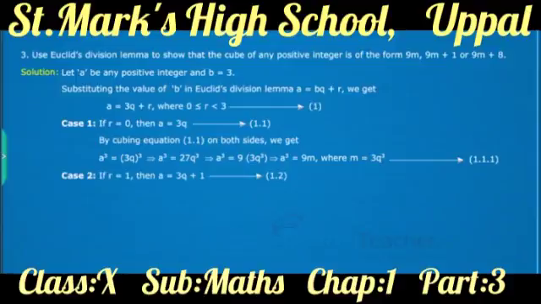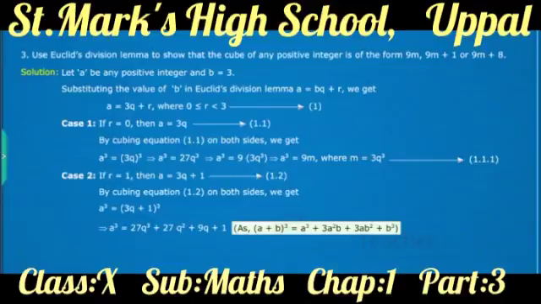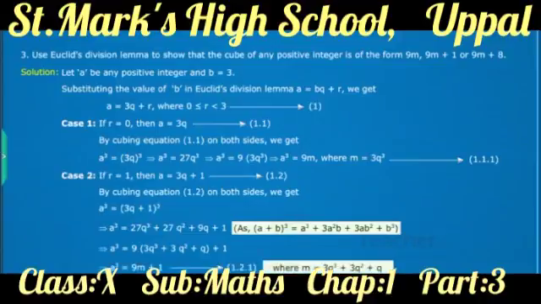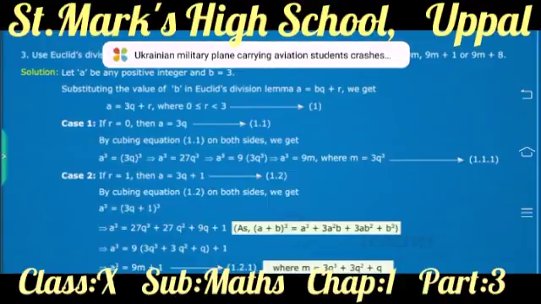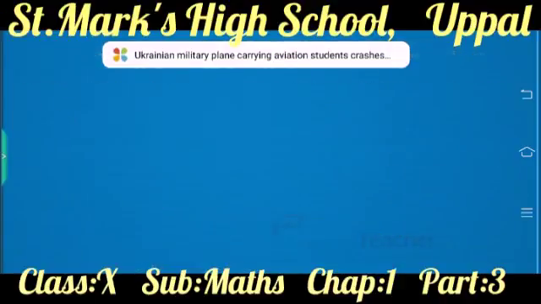Case 2. If r equal to 1, then a is equal to 3q plus 1. By cubing equation 1.2 on both sides, we get a cube is equal to (3q plus 1) whole cube. As it is in the form of (a plus b) whole cube, we write it as shown. Now, by further solving, we get a cube is equal to 9m plus 1. Let us represent it as equation 1.2.1, where m is equal to 3q cube plus 3q square plus q.